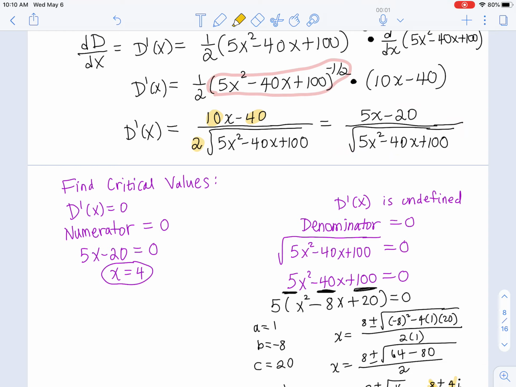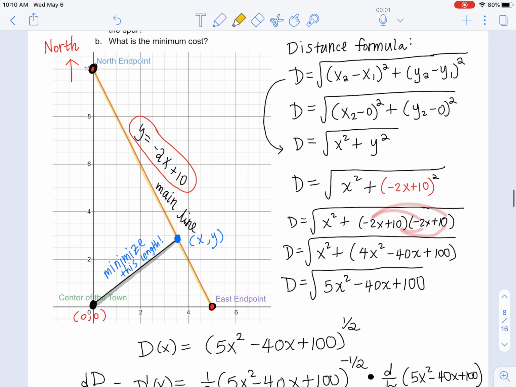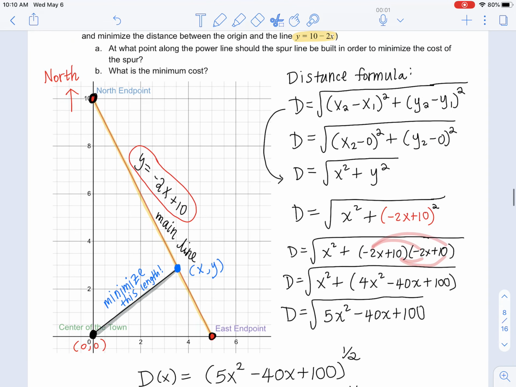So just to make our life easier, how about we go with the first method, which is perfectly good: plug the endpoints into the distance function, and plug in that x equals 4, the one critical value that we found, into the distance function, and figure out which one gives you the shortest distance. Now, real quick, what's the distance function? Here it is.